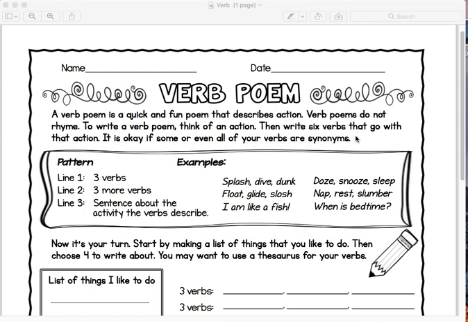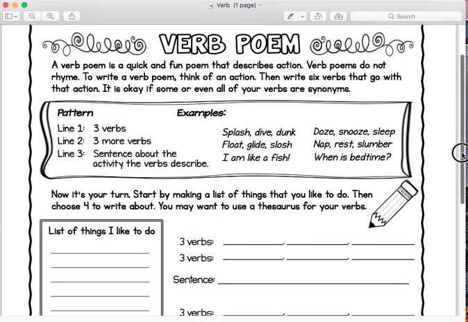And what does synonyms mean? Those are words that are different words but actually mean the same thing, like small and little. Those are synonyms. So we want to find verbs, action words, that sort of mean the same thing. So now let's go ahead and look at some examples.